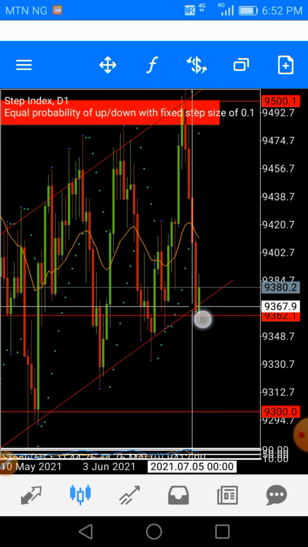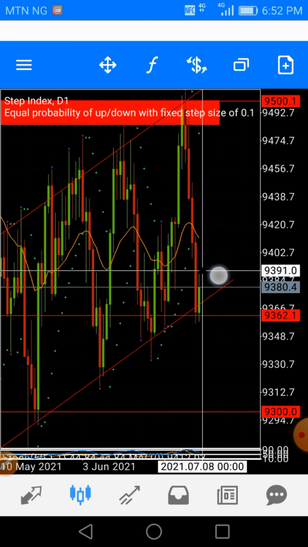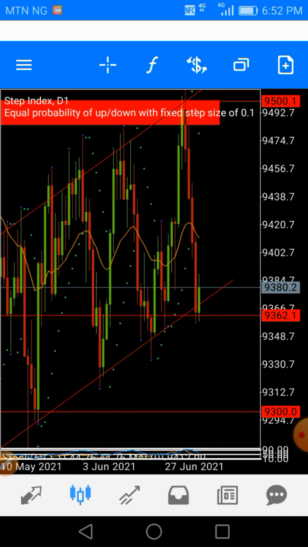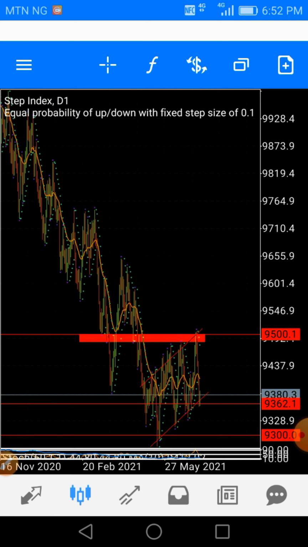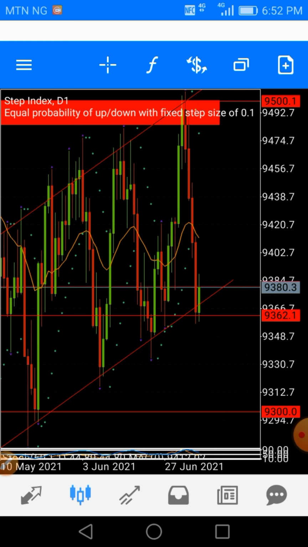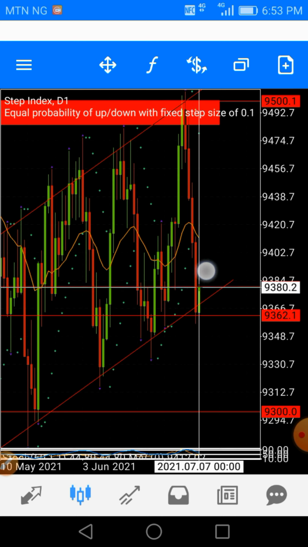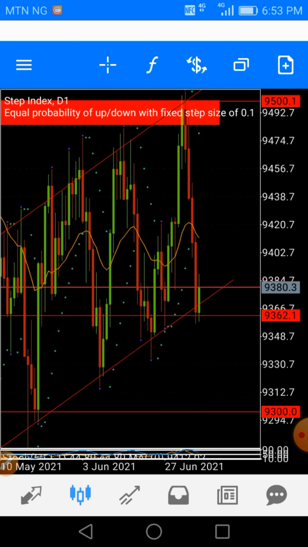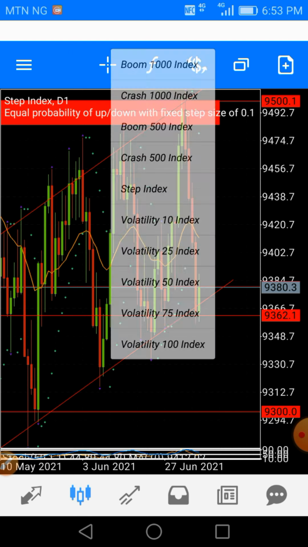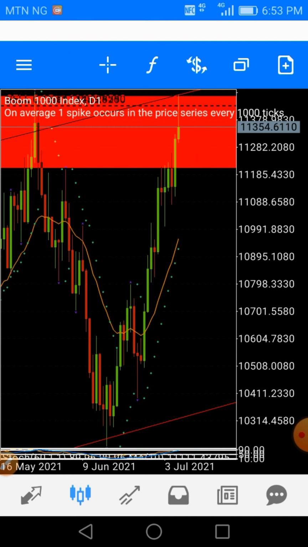Now if I want to take a buy, I can still take a buy because it's reversing already. The trend line is being respected. Let's zoom out. Okay, just as you can see, this market will now push up because it has touched this trend line. But that's for our step index. We are not on step index now. Let's go back to boom.